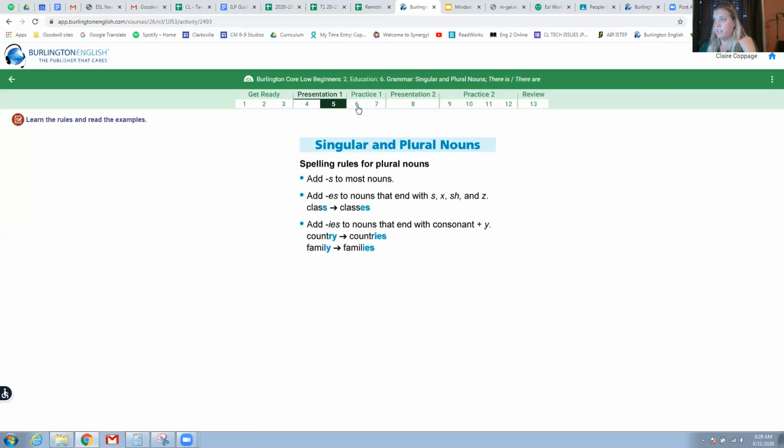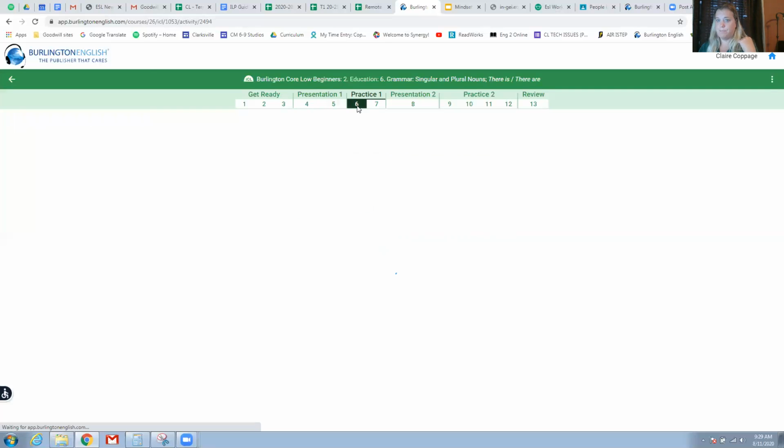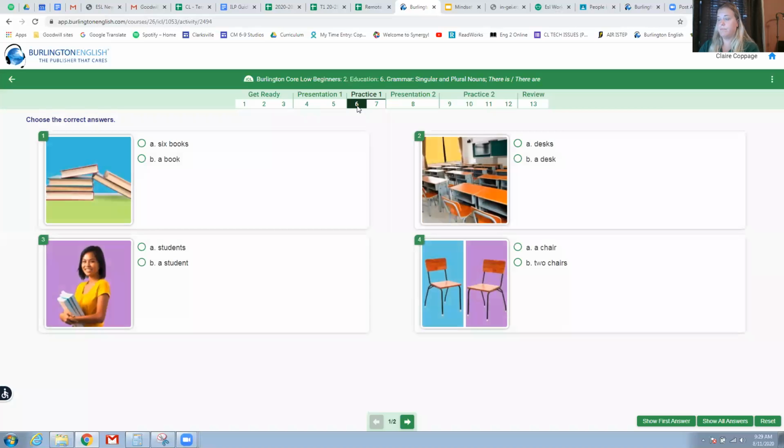Okay, let's practice. All right, Rocio, what do you see in number 1? 6 books or a book? 6 books. Okay. Patty, a desks or a desk?